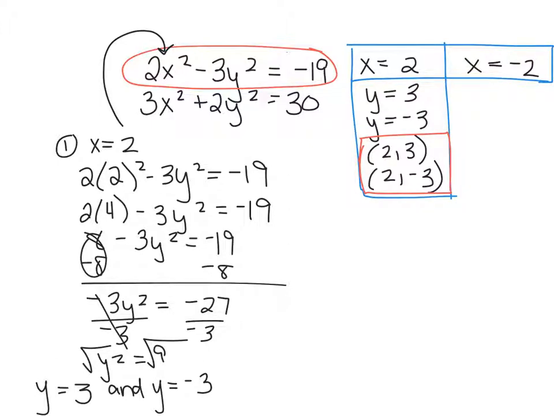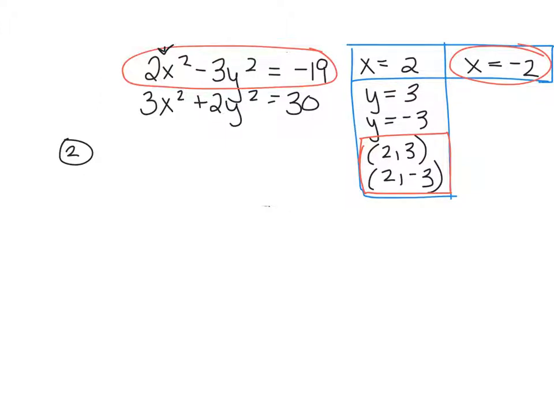Now I'm going to plug in a negative 2 for x and solve for y and get some more solutions to this problem. Alright, so I'm going to do this whole process again, but now instead of x equaling 2, I'm going to do x equals negative 2. So wherever I see an x, I'm going to plug in a negative 2. And I'm going to use the top equation again. You can use the bottom equation and you'll still get the same answer.